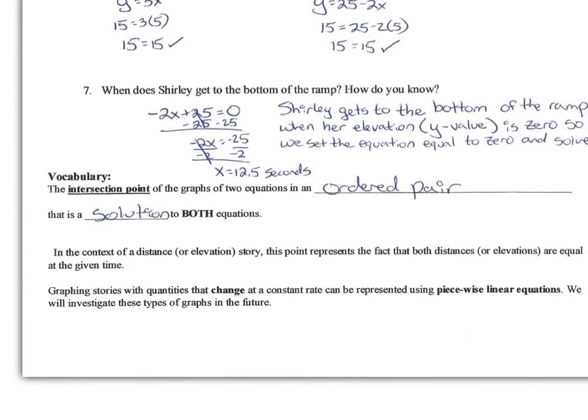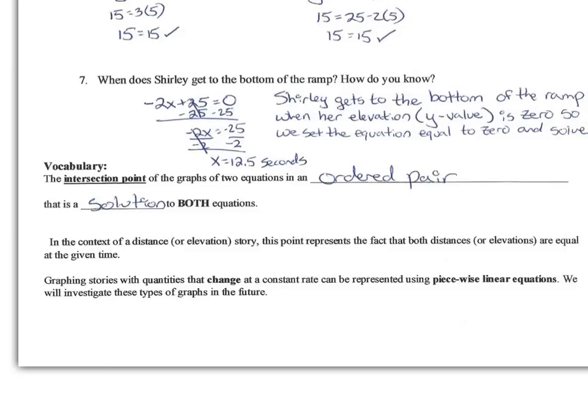A couple of important vocab words we have here. The intersection point of the graph of the two equations is an ordered pair. (5, 15) in those parentheses, that's an ordered pair. That is a solution to both equations, meaning it worked in both equations like we saw in number 6. In the context of a distance or elevation story, this point represents the fact that both distances are equal at a given time, meaning that they were both at a height of 15. Graphing stories with quantities that change at a constant rate can be represented by piecewise linear equations. We will investigate these types in the future.